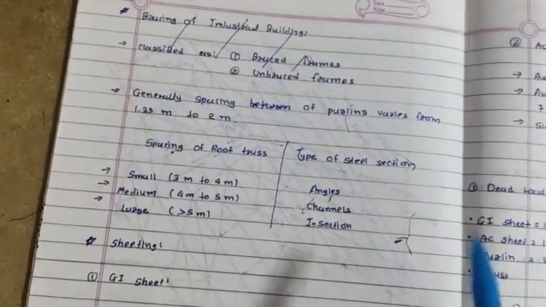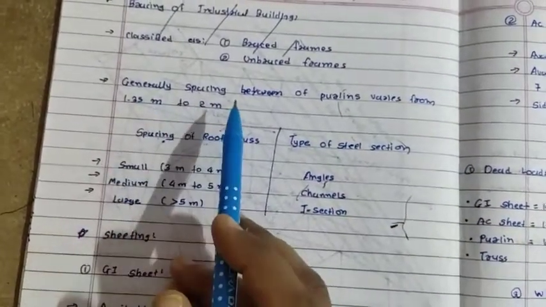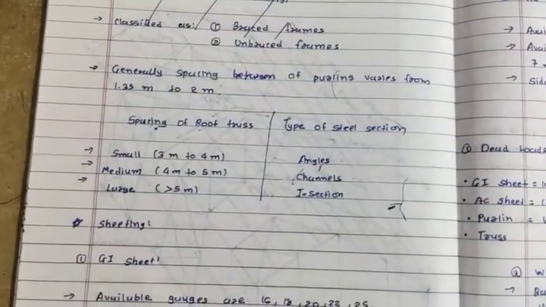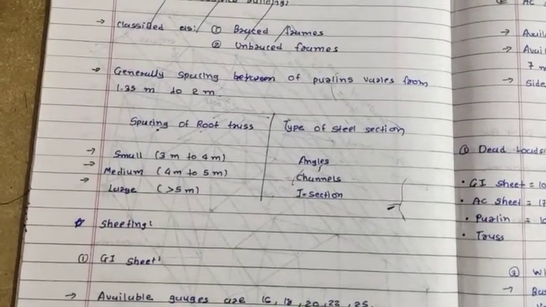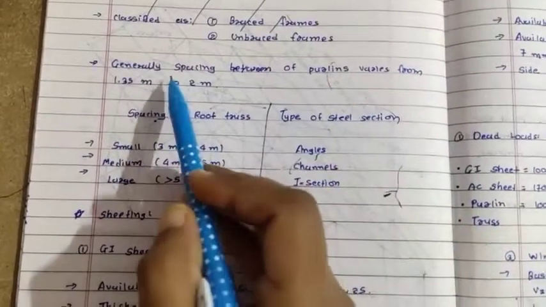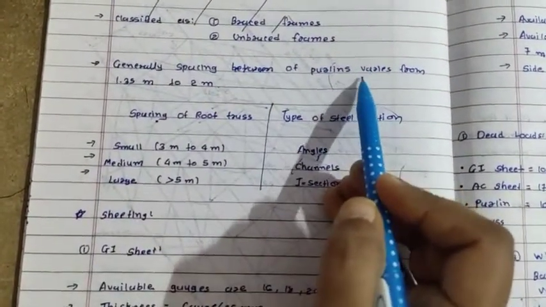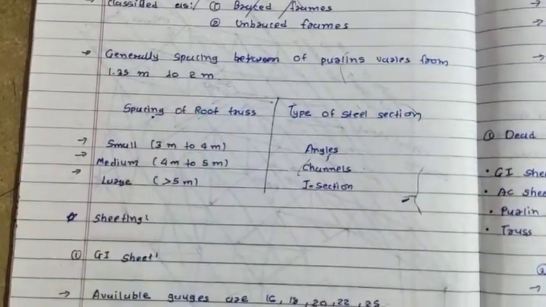So generally, spacings of purlins vary from 1.35 meter to 2 meter. These are the basic criteria given in your IS codes, right? For example, the spacing of purlins is already given, which varies from 1.35 to 2 meter.